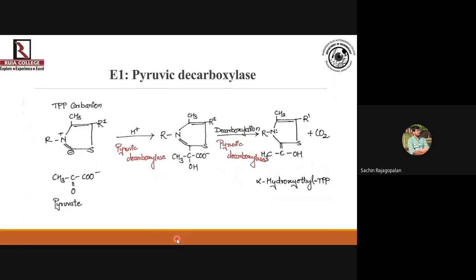What happens to this complex? We will see that later. What I would want you to do right now is write down the first two reactions. First, give the heading as E1 pyruvic decarboxylase and write this reaction. Maybe we will not be able to write E2. We'll do that tomorrow, but at least write down E1.